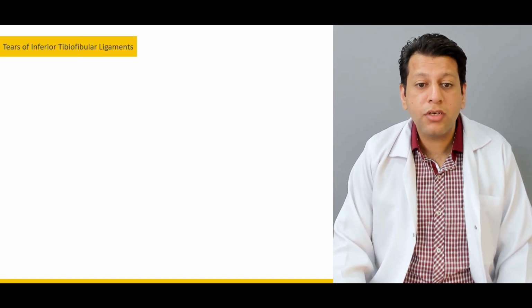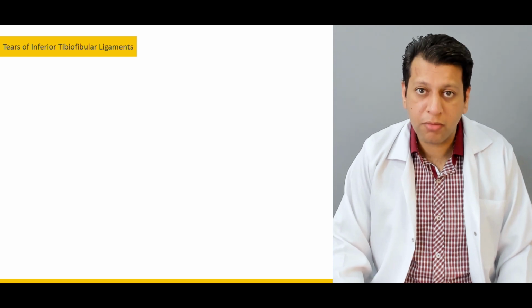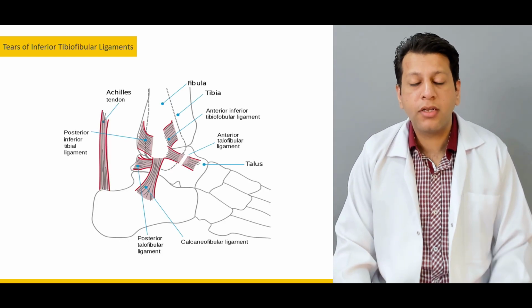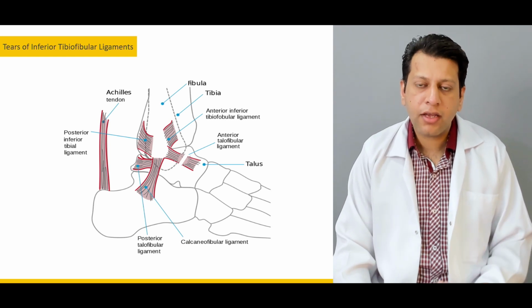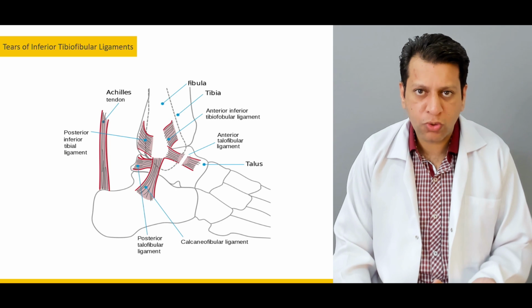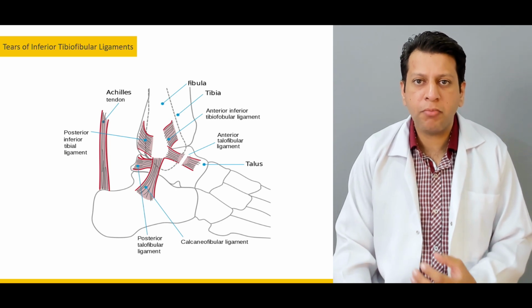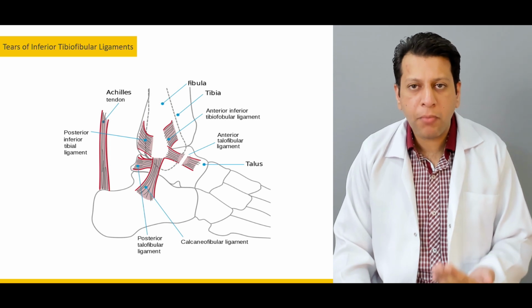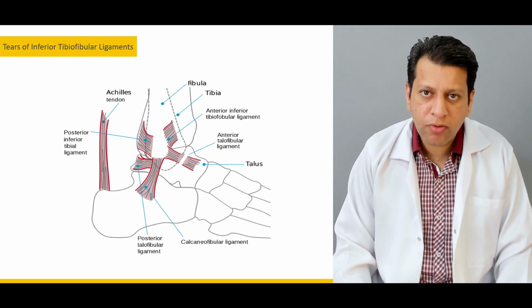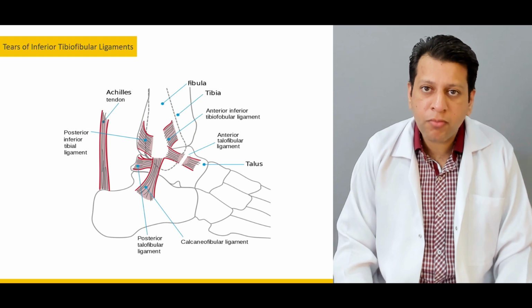Now coming to the tears of the inferior tibiofibular ligaments. As you know, there are high ankle sprains and low ankle sprains. High ankle sprains involve the syndesmosis, and there are 4 ligaments mainly involving the syndesmosis. Some make it 5. Mainly they are the anterior inferior tibiofibular ligament and the posterior inferior tibiofibular ligament.